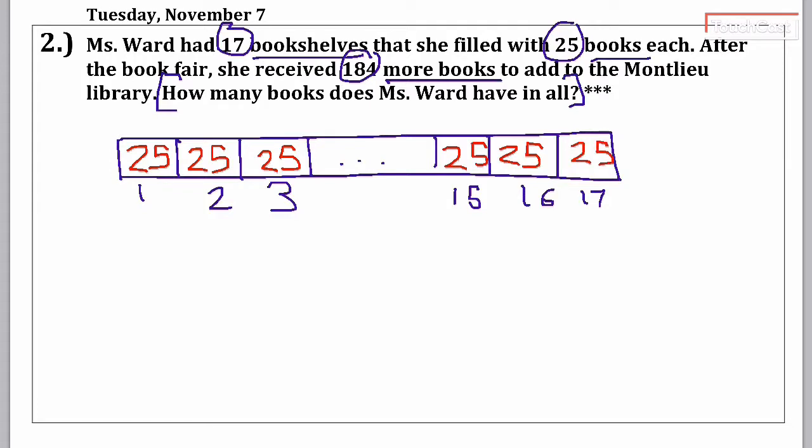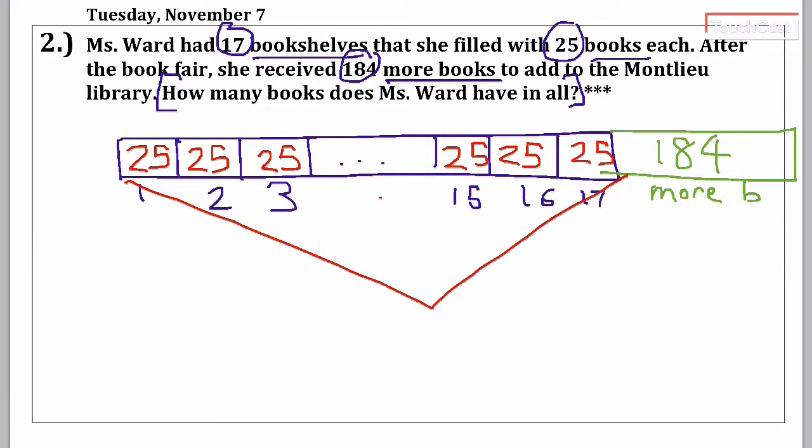And later she receives more books. She receives 184 more books, so she gets 184 more books, or more B. Okay. So the first thing I want to figure out is what is here? And I know I have 17 shelves and 25 in each. So that would make it very simple. That's 25 times 17. So let's go ahead and solve.